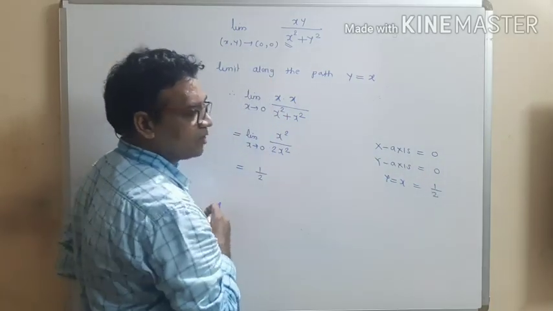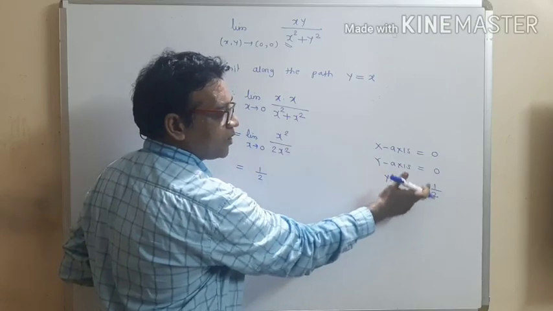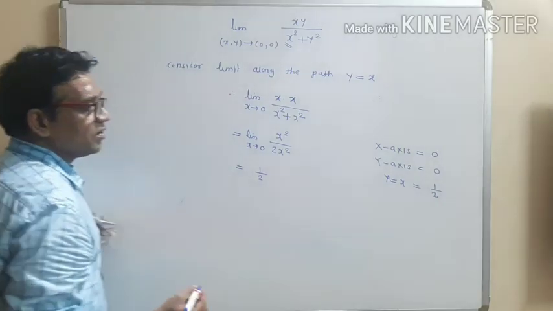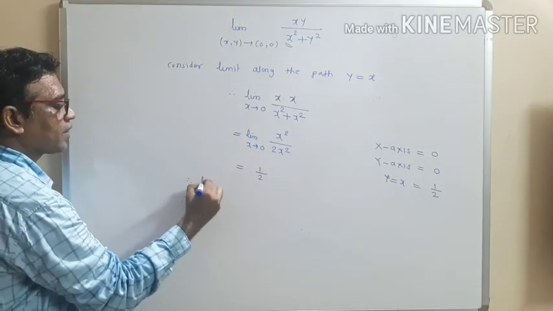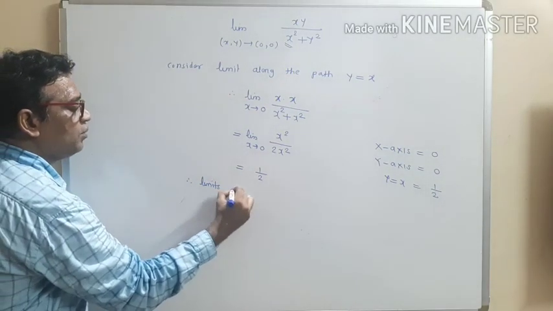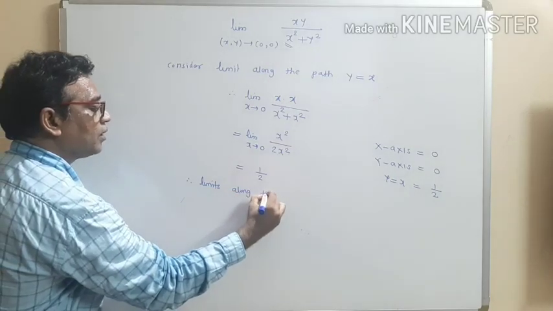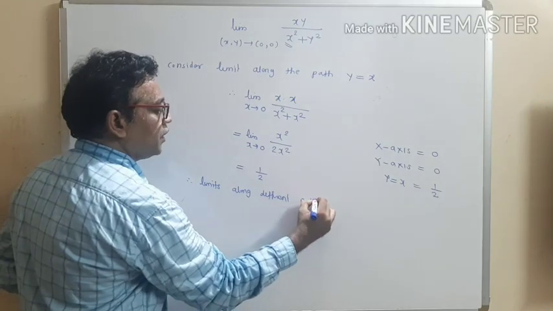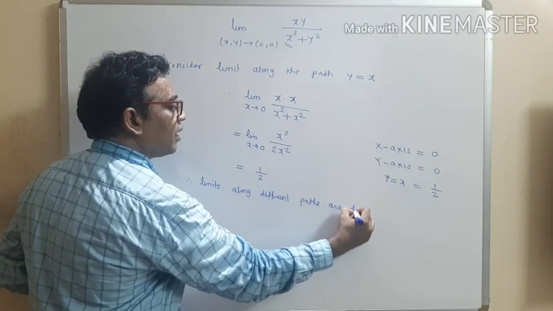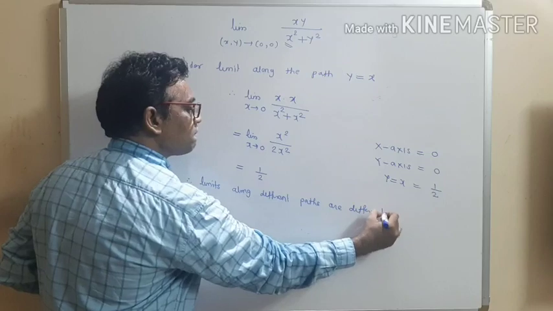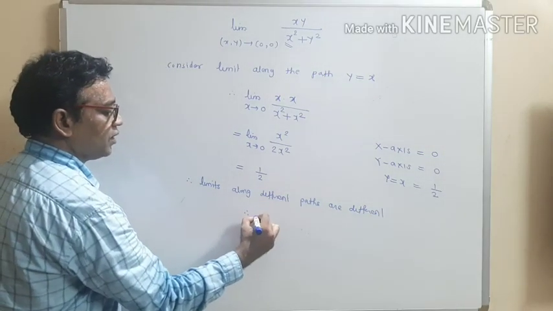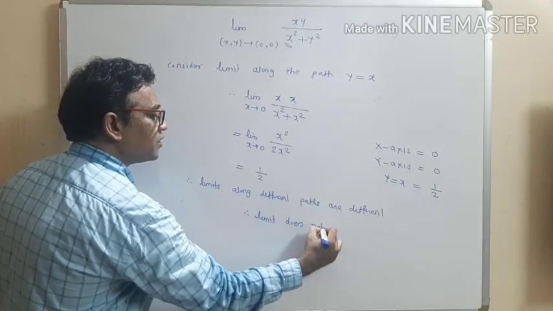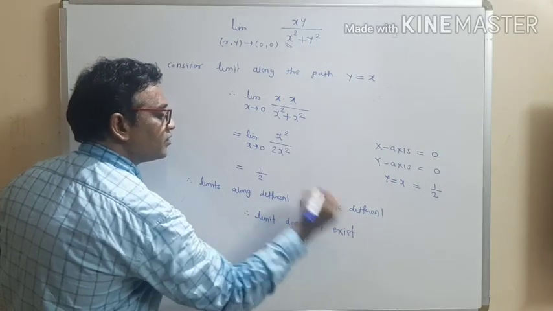So what is our conclusion? If the limits are different along two different paths, so it is called limit does not exist. So write down therefore, limits along different paths are different. So write down therefore, limit does not exist.